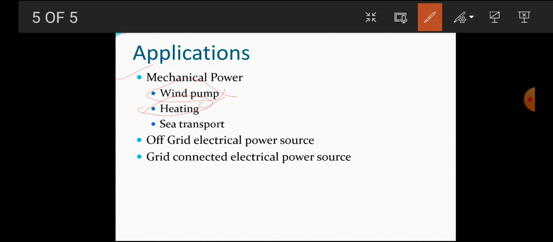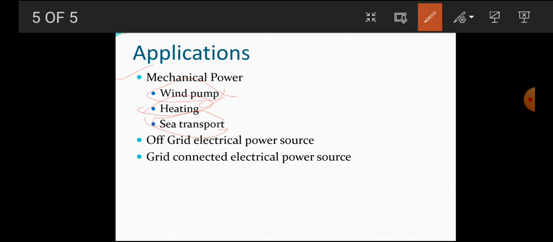Then next is sea transport. Wind turbines are installed on board to power propellers in ferries operating on short routes. So where short route ferries are used, there you can use a wind turbine to power the propellers. So that is also an application.